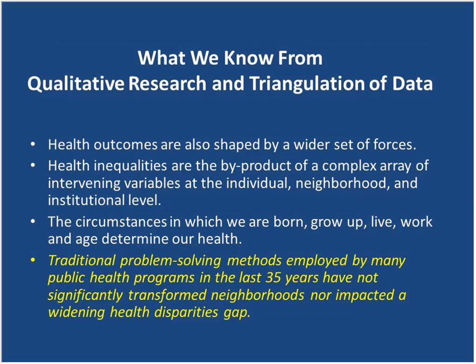So what do we know? We know that health outcomes are shaped by a wider set of forces, and that health inequities are a product of a complex array of intervening variables: individual, neighborhood, policy, institutional, and so on. We believe that the circumstances in which we're born, grow up, live, and work determine our health. And those of us who have been practicing feel that what we have been doing has not worked, that the traditional problem-solving methods we've employed over the last 35 years have not significantly transformed neighborhoods, and we have not reduced a widening disparity.